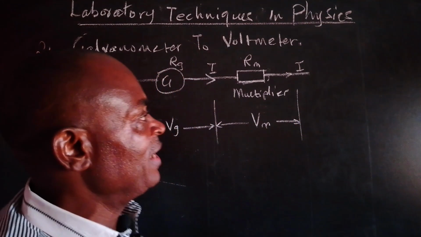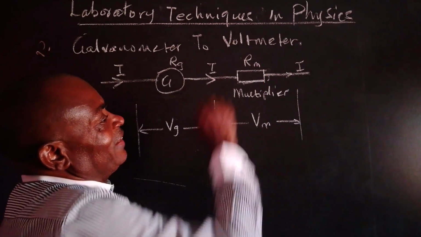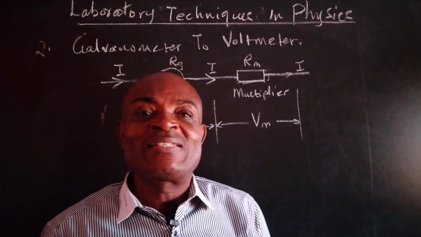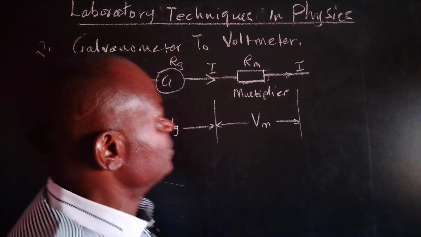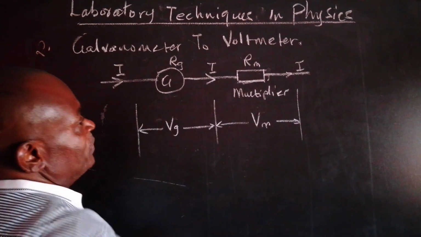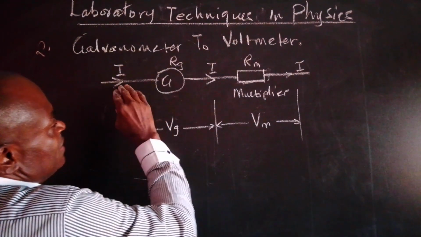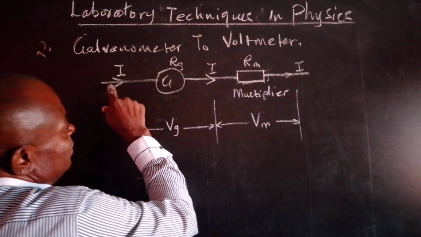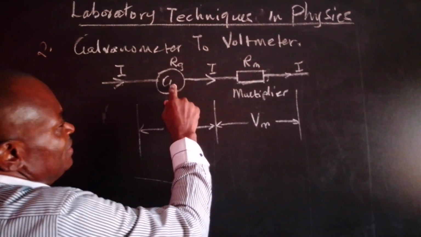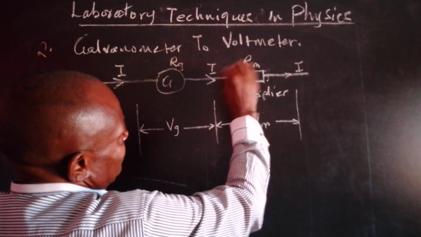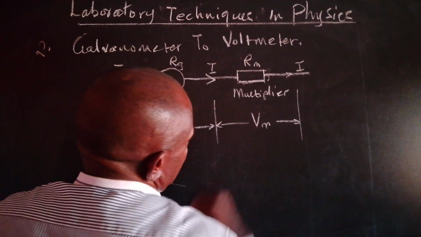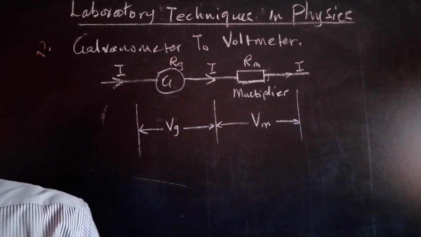Now, what is a multiplier? A multiplier is a resistor of very high resistance. So when we connect that in series with the galvanometer, the result is going to produce a voltmeter. Now, because there is no branch in the circuit, the current that enters galvanometer G is the current that will also pass and enter into the multiplier, and is the same current that will be coming out.